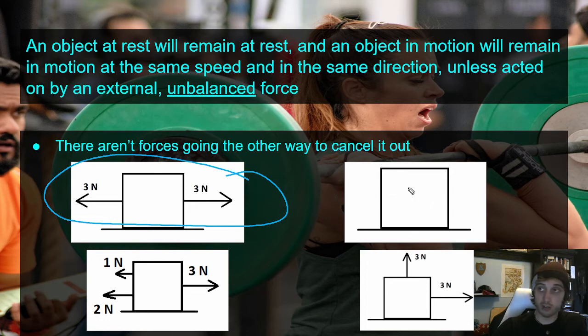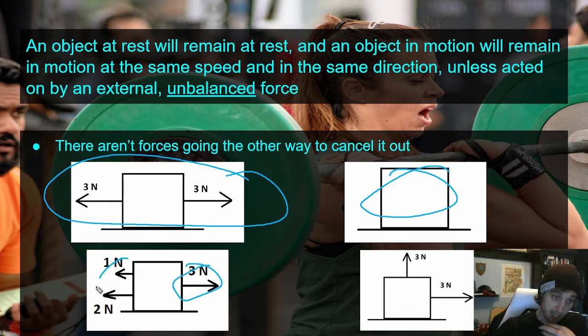If there's no forces on it, then our total is also 0. If there's 3 to the right and 3 to the left, then those two things together mean that there's effectively no force, because they cancel each other out. So we've got a total of 0.